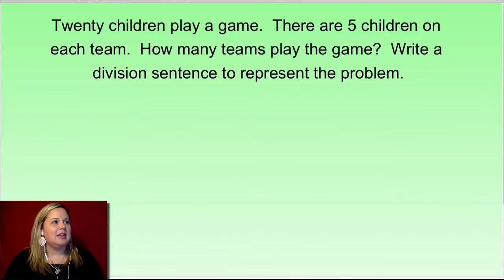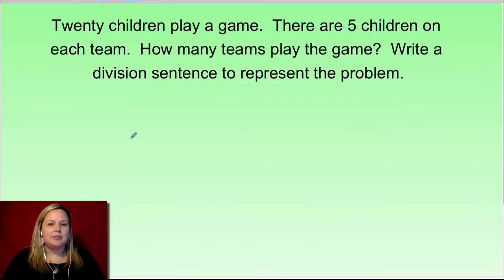So the first thing that I have for us is we are going to solve a math problem. It said 20 children play a game. There are 5 children on each team. How many teams play the game? Write a division sentence to represent the problem. Okay, so if I want to start to think about this, the first thing I'm going to do is I might just do a little quick draw with it.